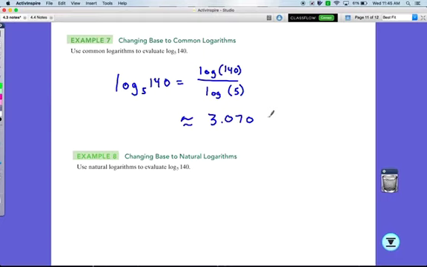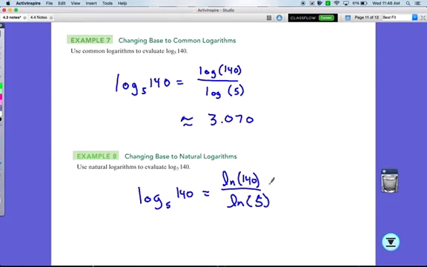All right. Now, you can do the same thing with natural logs. Example 8 here says use the natural logs. All right, and so we have the log base 5 of 140. We can rewrite that as the natural log of 140 divided by the natural log of 5. All right, and it's exactly the same thing. It's going to give you exactly the same answer. You're just using a different button press in your calculator.